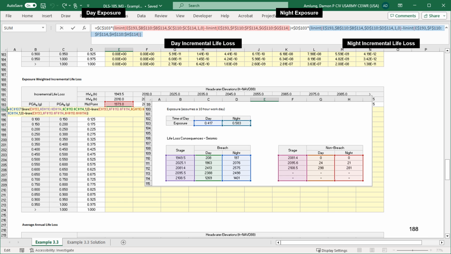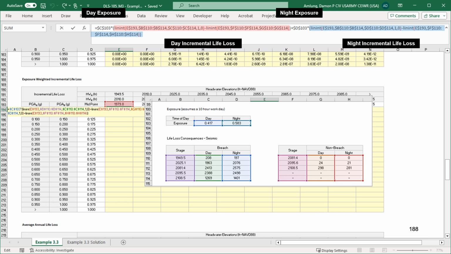Next, we need our exposure weighted life loss. Life loss is a function of stage, not PGA. As such, life loss will only change with a change in stage. It will not change with a change in PGA. To get the incremental life loss, we interpolate using the midpoint stage.